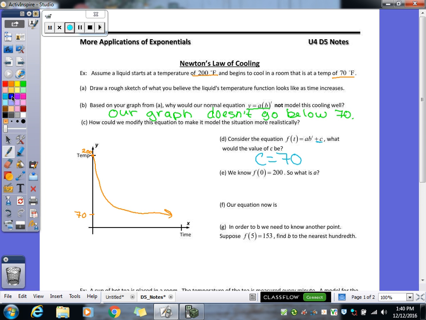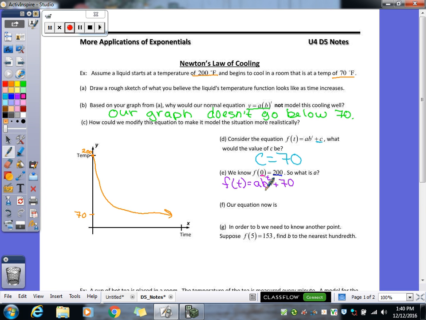So for this graph, we know that at time 0, our coffee was 200 degrees. But that's not the a value in our equation. So if you think about it, our equation is a times b to the t plus 70, because we know our c is 70. Our time we said is what?